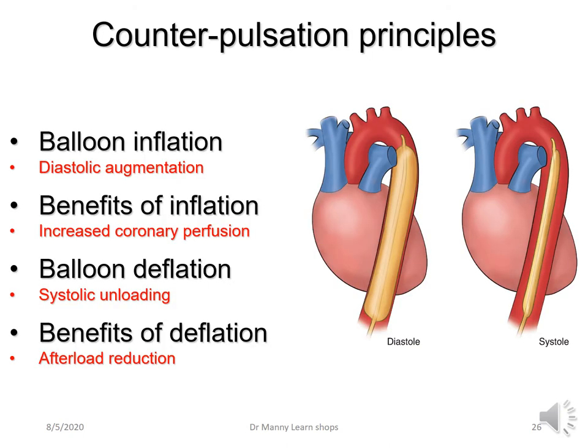Now let's review the principles of counterpulsation. We've got 4 components: balloon inflation, which is diastolic augmentation, which means you're making diastole larger. The benefits of inflation are primarily to increase coronary perfusion. Then you've got balloon deflation, and this is primarily for systolic unloading, which means afterload reduction, making it easier for the heart to empty. The benefits of deflation, as I just said, are afterload reduction or decreasing the workload.